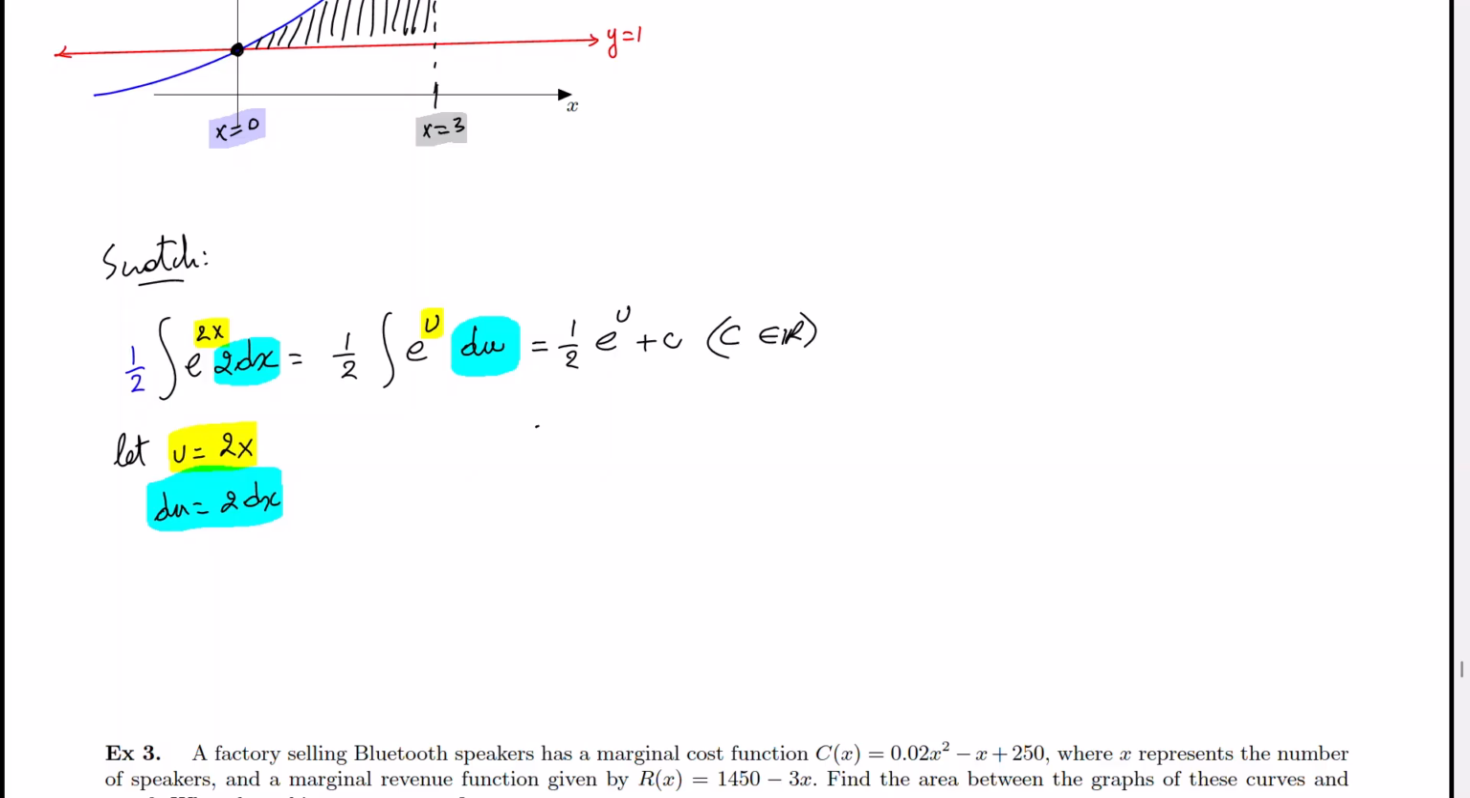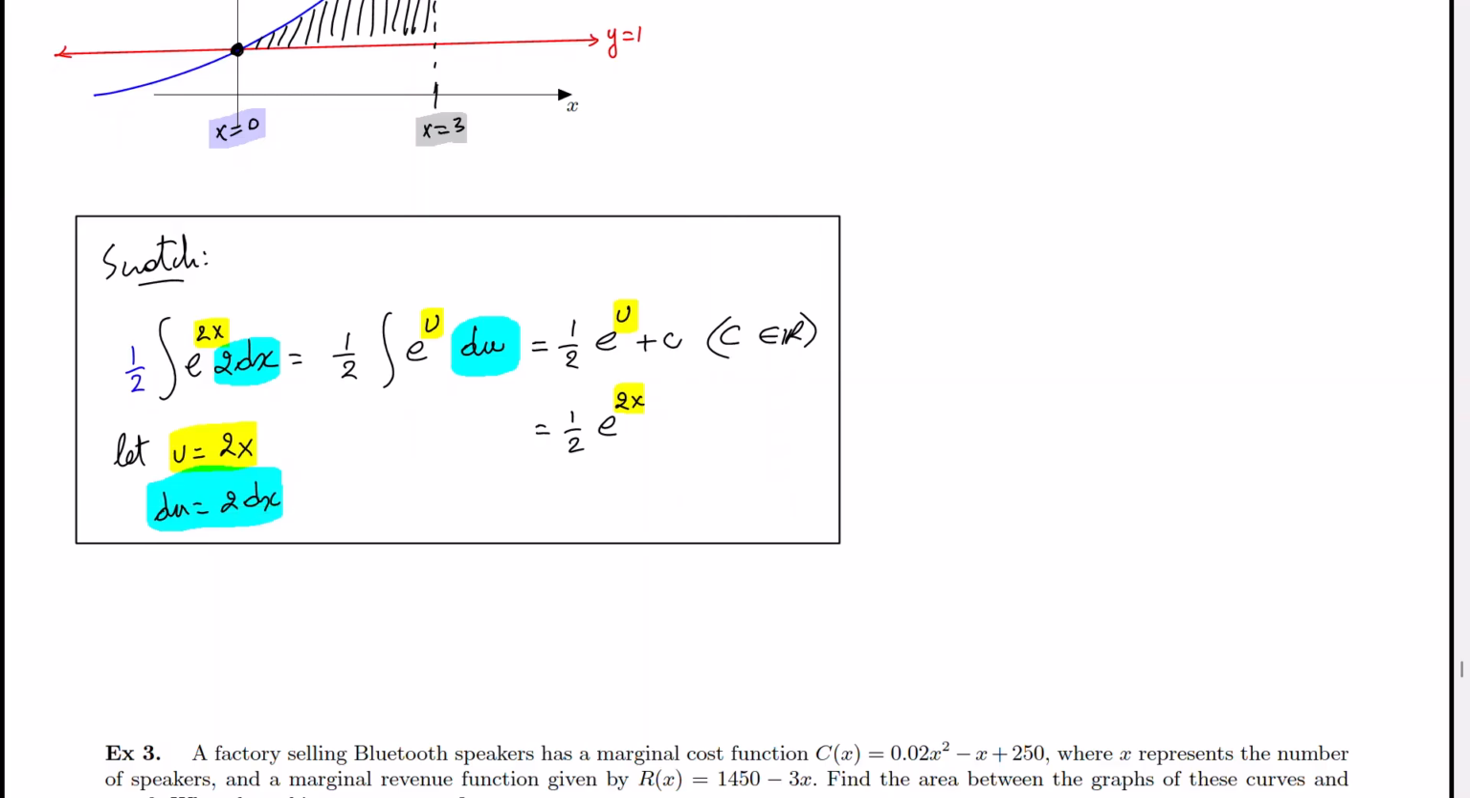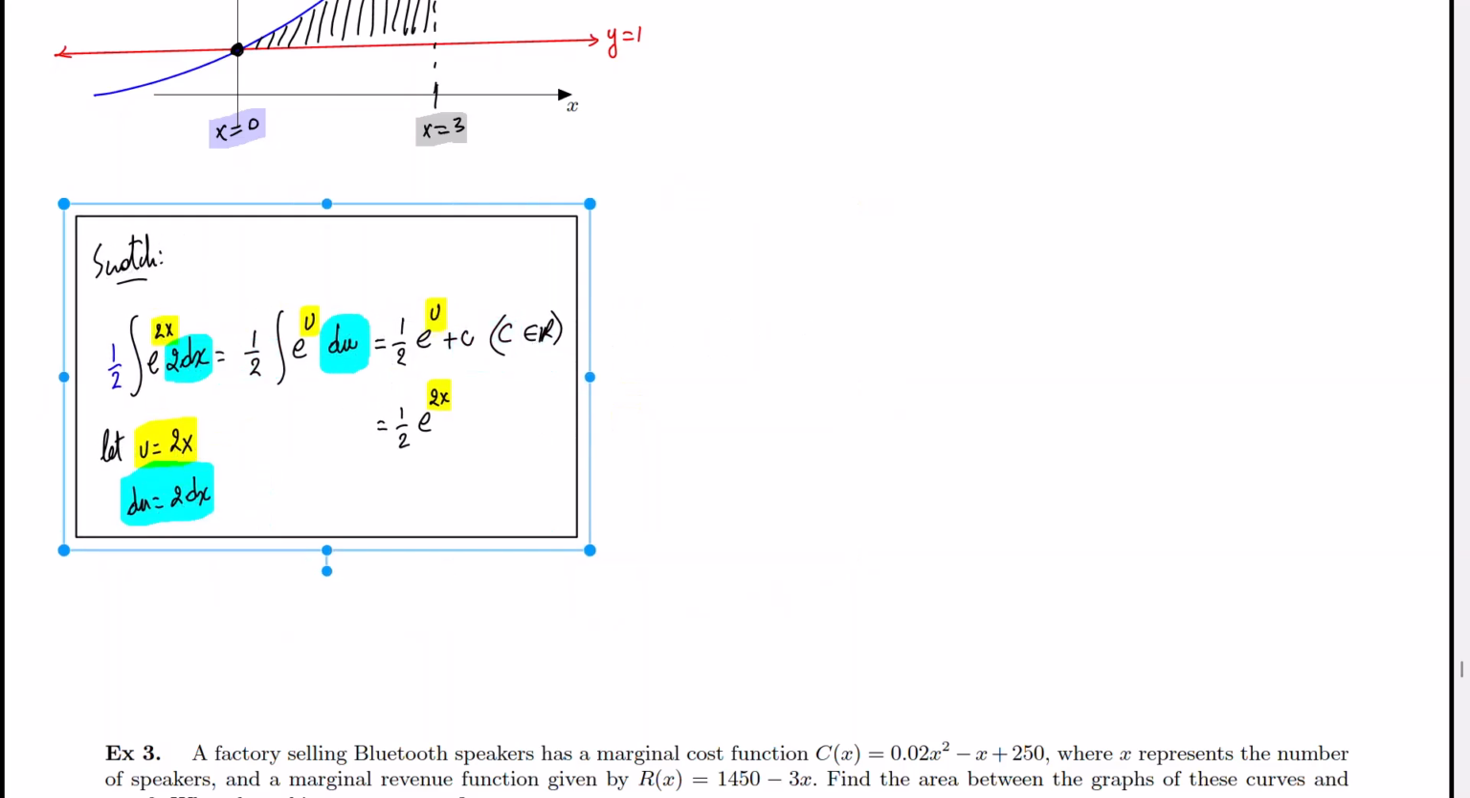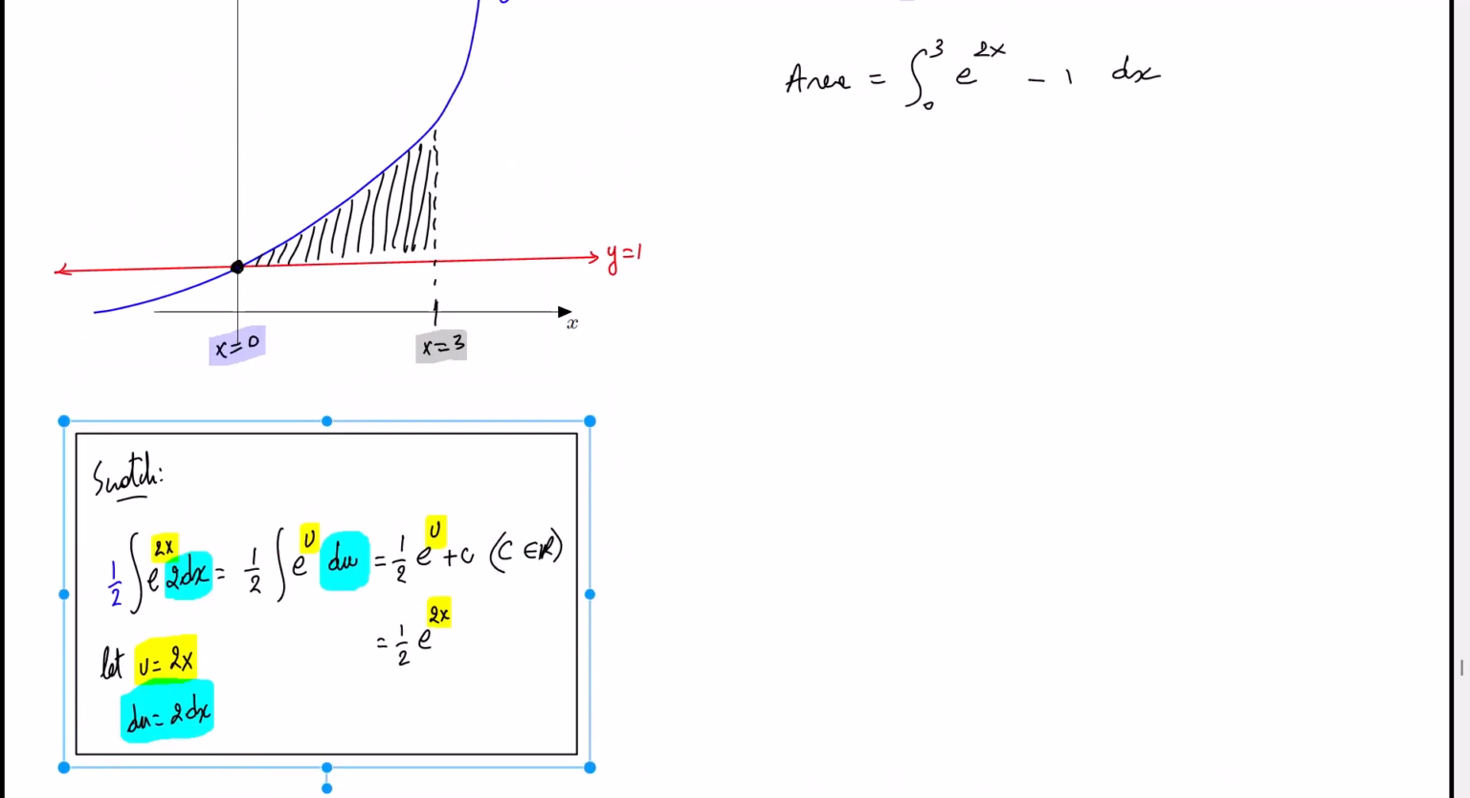But we need the answer in terms of x, so we're just going to say, well, what was u in the first place? Well, it actually was just 2x. So the answer for the antiderivative for e to the 2x is just 1/2 e to the 2x, basically. So this is scratch work. You can do that off to the side, but it's not part of the main problem. And I'm doing it because I want to know the antiderivative for e to the 2x.